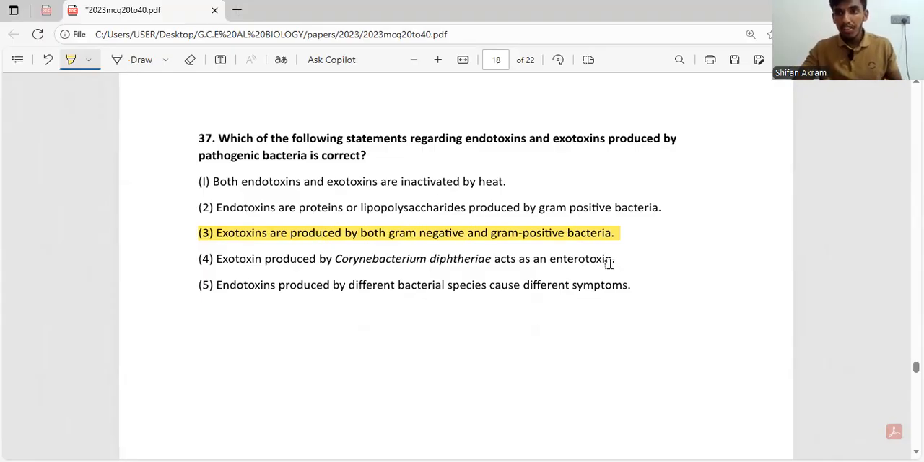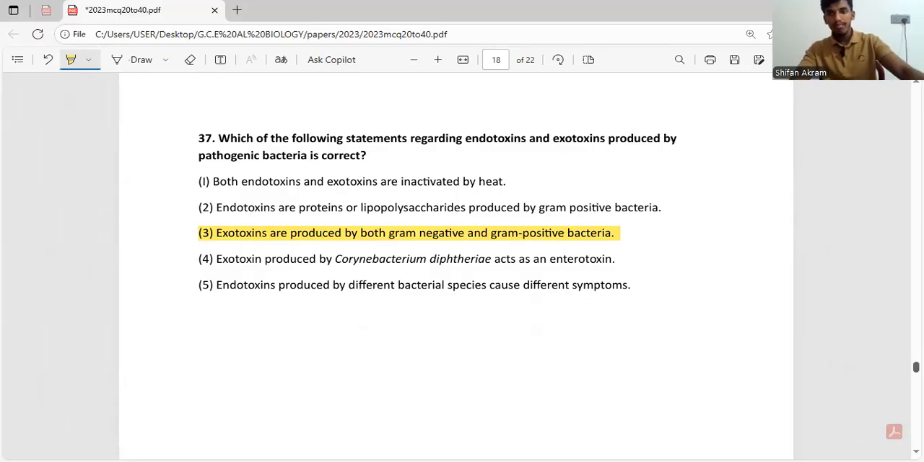Now let's go through the fifth statement. Endotoxins produced by different bacterial species cause different symptoms. We know endotoxins contains lipopolysaccharide. When the cells die, this lipopolysaccharide is released. So this lipopolysaccharide contains a specific component, right? So this specific component triggers the same set of symptoms, not different set of symptoms. Again, that statement is also wrong.